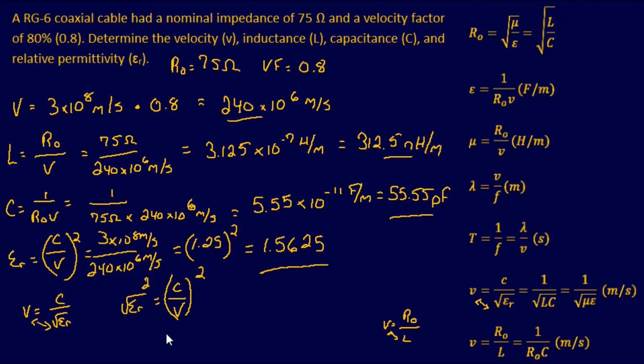So that was actually pretty simple. Right there we did a realistic application where we found the velocity, the inductance, the capacitance, and relative permittivity just based off the characteristic impedance and the velocity factor. And this is a real impedance value and a real velocity factor for RG6. So we're able to find all these answers just based off those two variables. Later in other videos, we'll go over bounce diagrams and other ways to manipulate transmission lines.